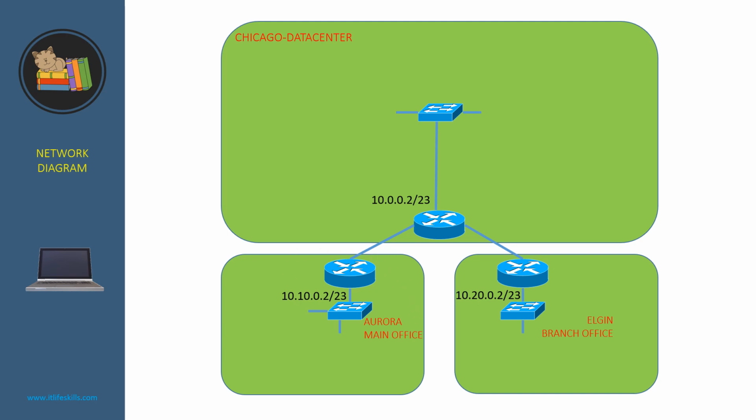Aurora main office is a site with the subnet 10.10.0.0/23, and the default gateway is 10.10.0.2. The Elgin office is a site with the subnet 10.20.0.0/23, and the default gateway is 10.20.0.2. One more thing is that in Elgin office, we have a physical concern where someone may break in at any time.